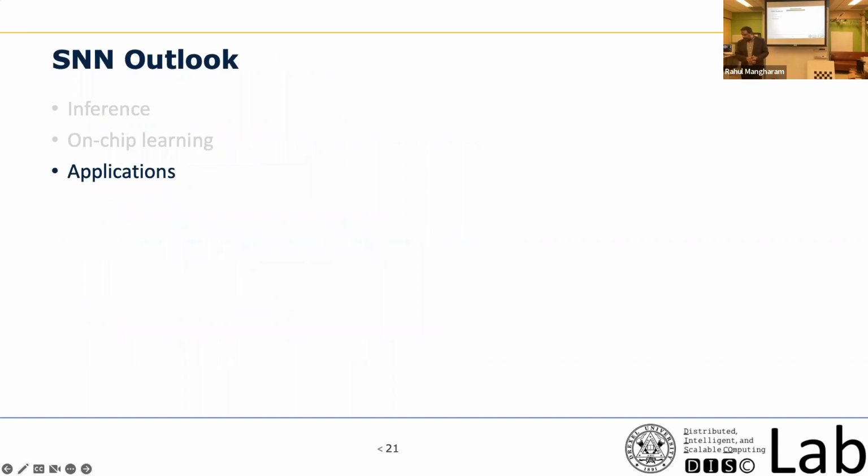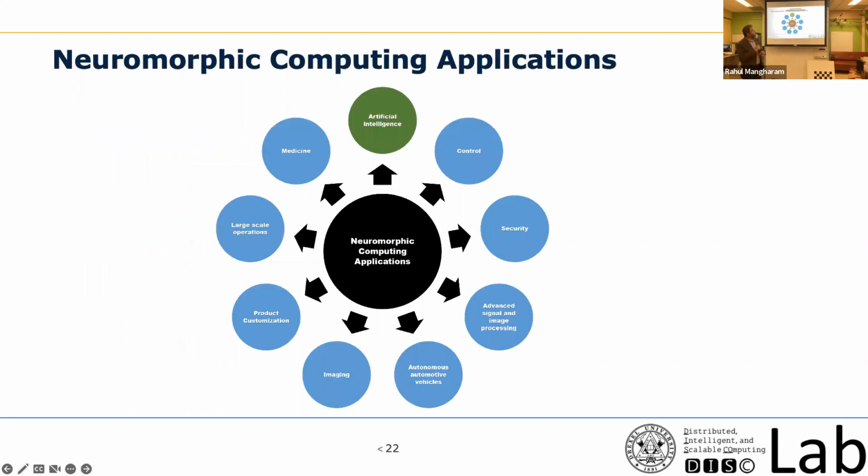So the next outlook I will give is on the application front, and I will not go too much into it, but these are mostly the applications that neuromorphic computing is at least thought to be able to solve very easily. One is healthcare or medicine, large-scale operations, large-scale optimization problems, security control, and so on and so forth, autonomous vehicles over here. But most of the research currently is on artificial intelligence, where you are trying to build intelligent architectures that mimic the brain based on spiking principles.